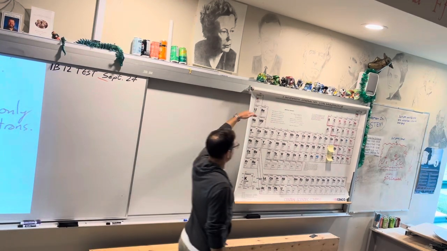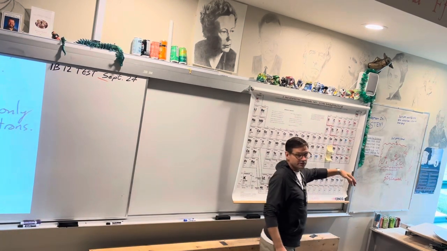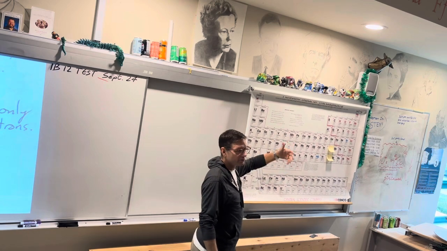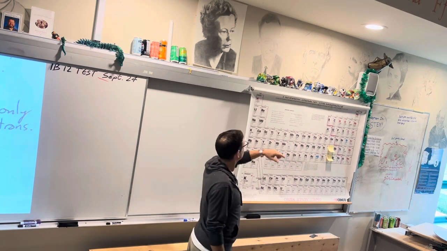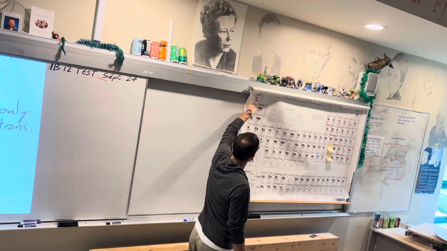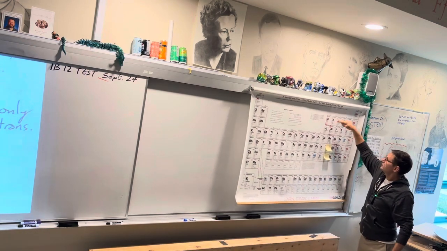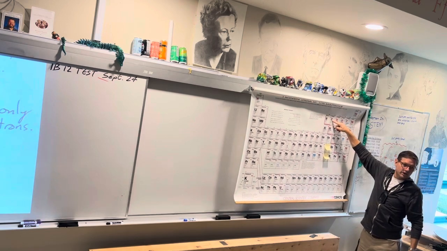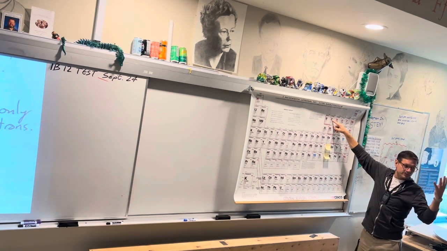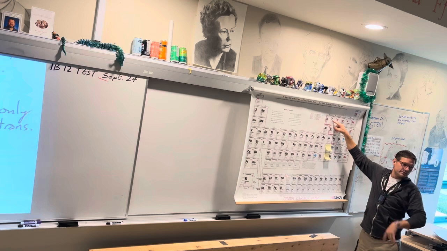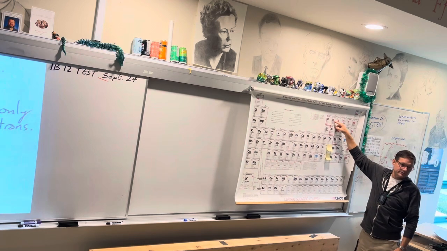Carbon, when you find it, is in the second row, right? So you just count where it is. In other words, you count what column it's in. You start at the front of the row and you go 1, 2, 3, 4. Carbon is in the 4th column, so it has 4 valence electrons. It's as simple as that.